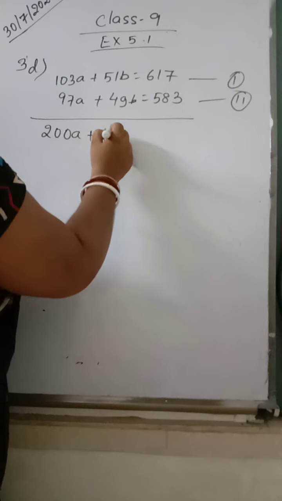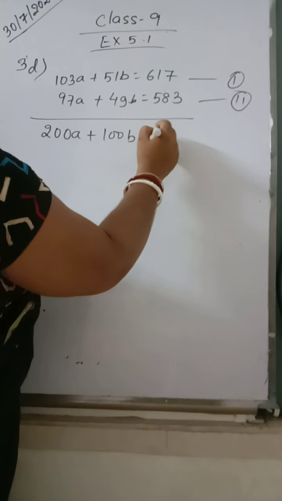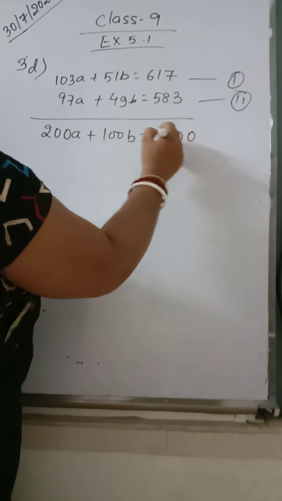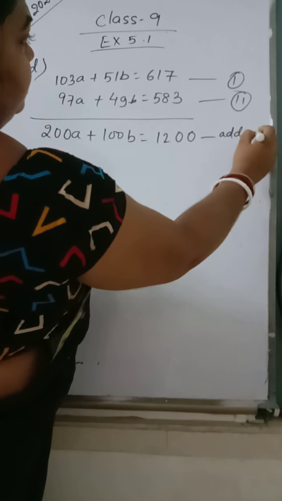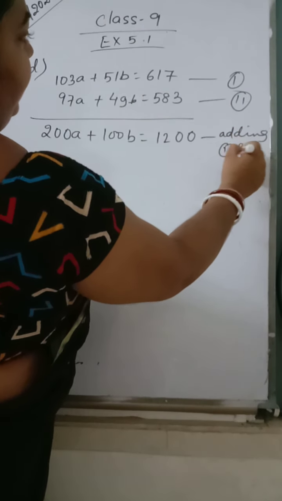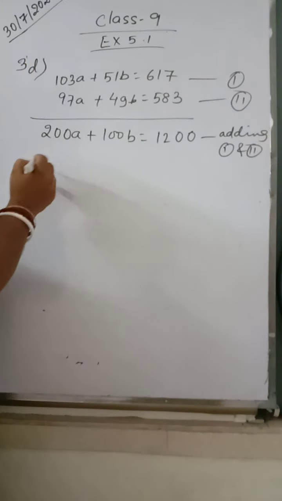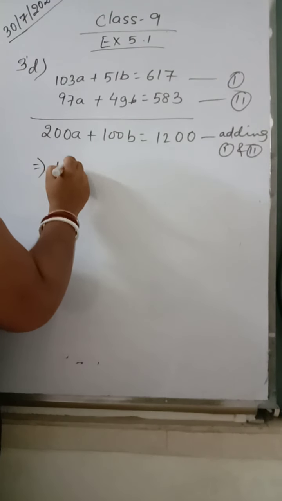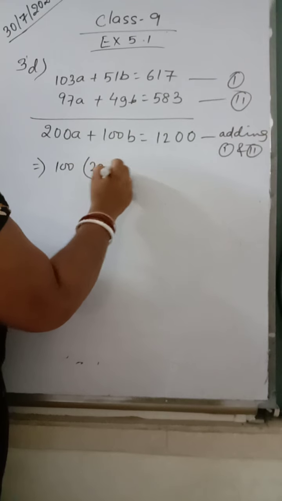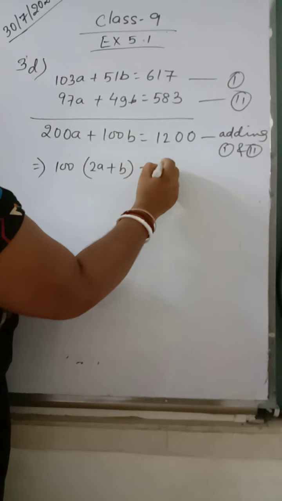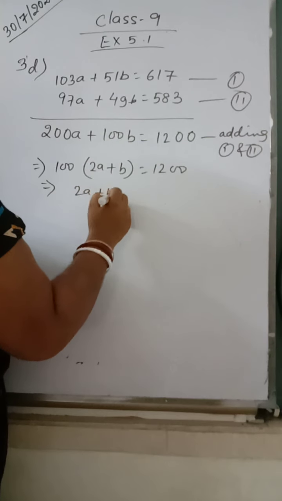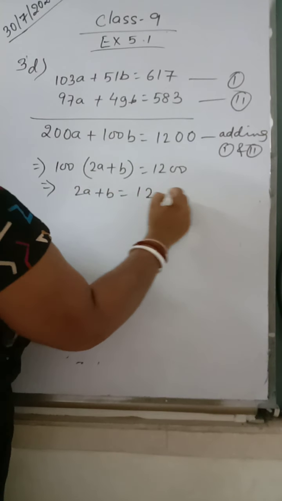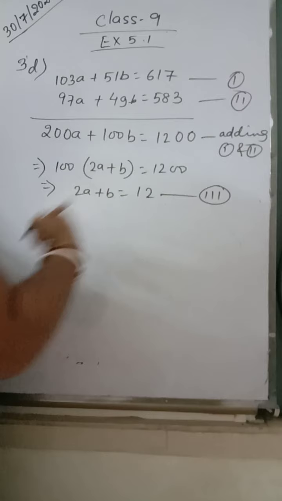Adding 1 and 2, we get 200a plus 100b is equal to 1200. Now from this I can take 100 common. I am left with 2a plus b is equal to 12. This is equation number 3 we got.